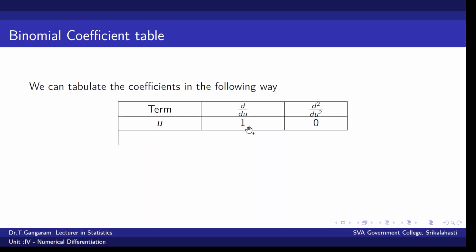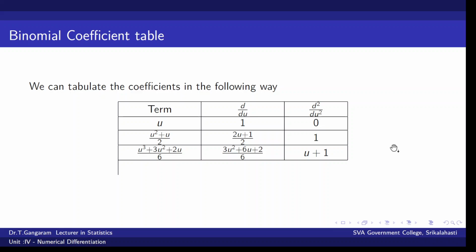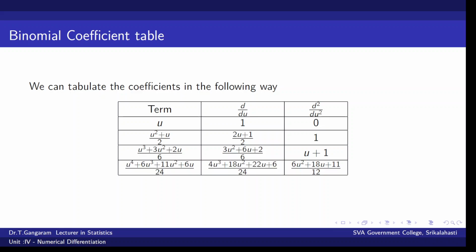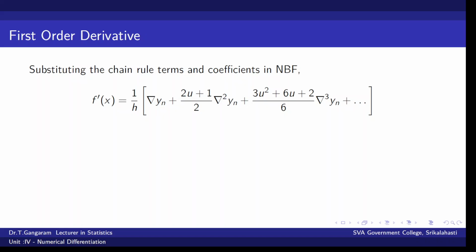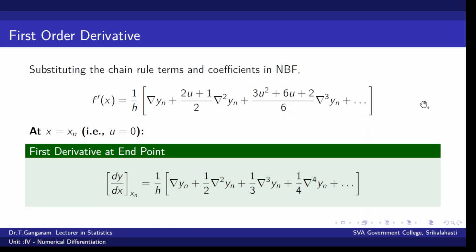For the term u, the first derivative is 1 and the second derivative is 0, and for the second term it is (2u plus 1) by 2, and 1. Similarly, the third and fourth terms. Substituting the chain rule terms and coefficients in Newton backward formula, f dash x is equal to 1 by h into [nabla yn plus (2u plus 1) by 2 nabla square yn plus (3u square plus 6u plus 2) by 6 nabla cube yn].